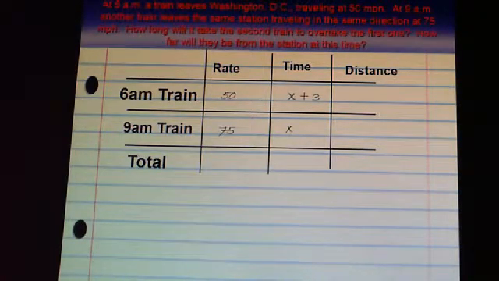Once again, we have to multiply across. Make sure when you multiply across here that you multiply the 50 times the whole x plus 3, so put some parentheses in there. And you have the 75. Now I put a 0 down here. How come I put a 0 down here? Well, the total tells you how far apart they are at the end of the problem. They want to know when these trains are going to be in the same spot at the end of the problem. So they're not any far apart. That means they're 0 distance apart. So their total distance at the end of the problem after all this time between the two trains is 0.